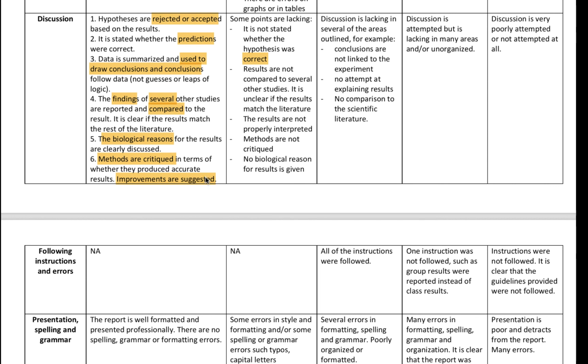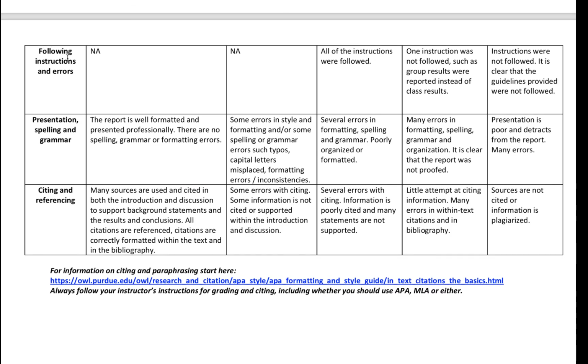Again, trying to avoid using words like I and we. You would say, if the study was to be repeated, this is one further modification that could be made, or a further experimental question that could be answered. So the last part here, you need to follow instructions. Were you asked to report all of the results, or summarize the class results, or just your own results? Are there any errors? Presentation, spelling, and grammar is really important. You need to well format your report. You need to present it professionally. You don't want any spelling, grammar, or formatting errors.